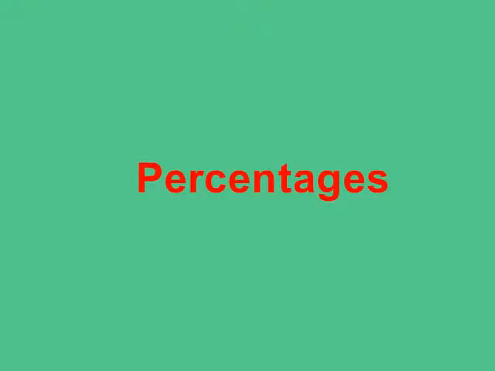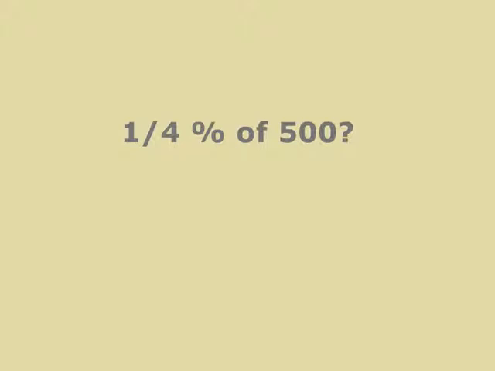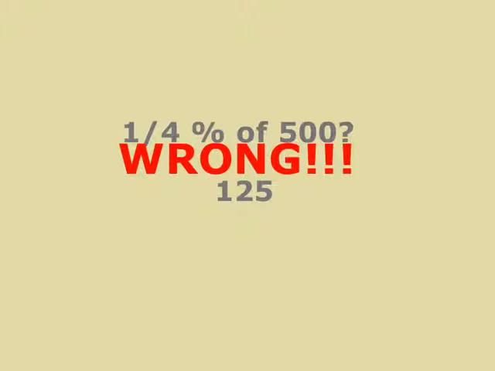Now we'll take a look at percentages. You've got to be very careful around percentages because they give you a problem like this. They'll say, what's 1/4% of 500? Well, you just go 0.25 of 500 is 125. Nope. You misread that as 1/4, not 1/4%.